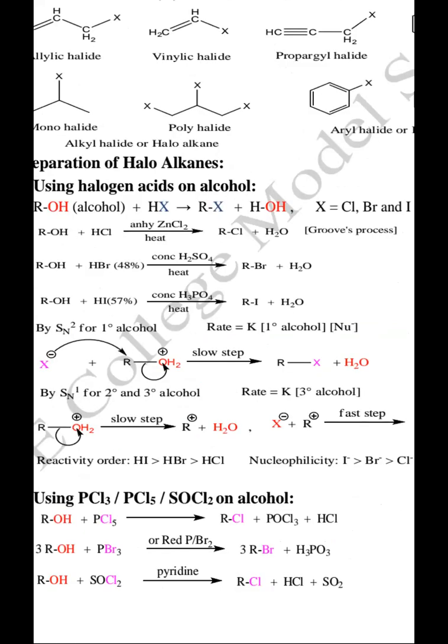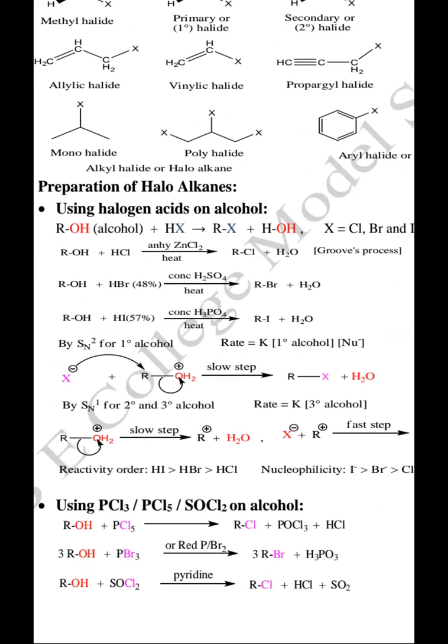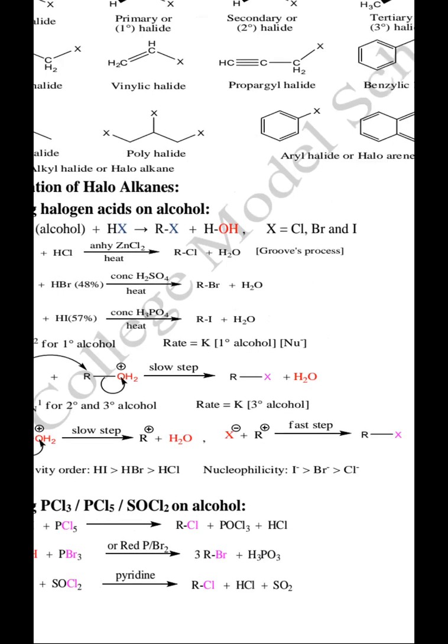The reactivity order is HI greater than HBr greater than HCl. We know HI is most reactive as compared to HBr and HCl, so that is why this is the reactivity order. The nucleophilicity order is iodide is more nucleophilic than bromide, and bromide is more nucleophilic than chloride. That is why the reactivity order is like this.